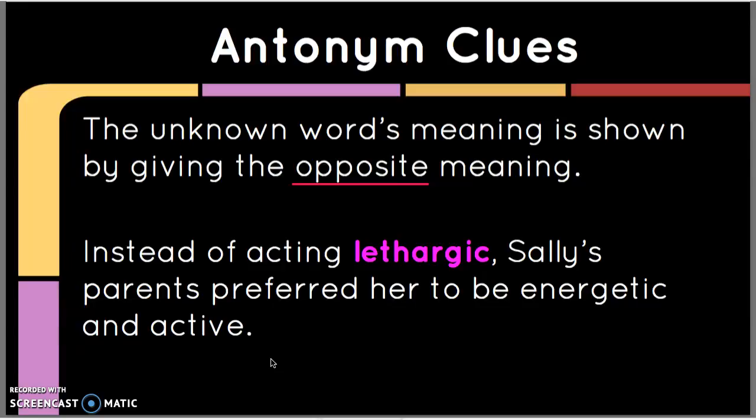Here is your example sentence. Instead of acting lethargic, Sally's parents preferred her to be energetic and active. Signal word, preferred. Okay? So instead of acting lethargic, comma, Sally's parents preferred her to be energetic and active. So she's acting lethargic. However, her parents want her to be more energetic and active. So if I had to think about what's the opposite of active and energetic, I would say probably tired and lazy even. So maybe lethargic means tired and lazy.